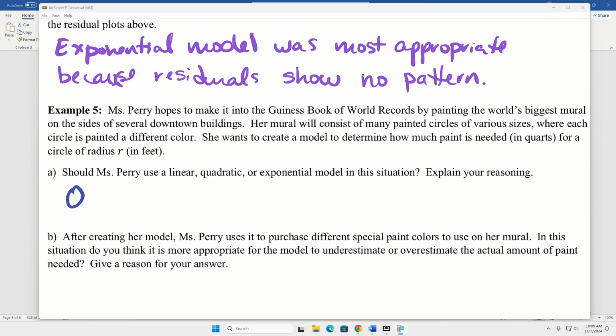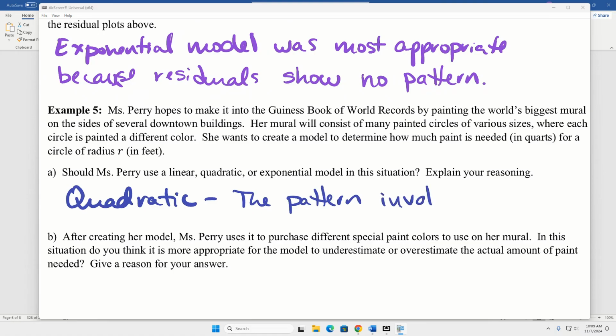Quadratic. Why quadratic and not exponential? Right. The pattern that she's doing involves area. So it would be exponential. There is one on your assignment that's exponential. Exponential is something that is growing by a certain percentage or decreasing by a certain percentage or a certain rate.